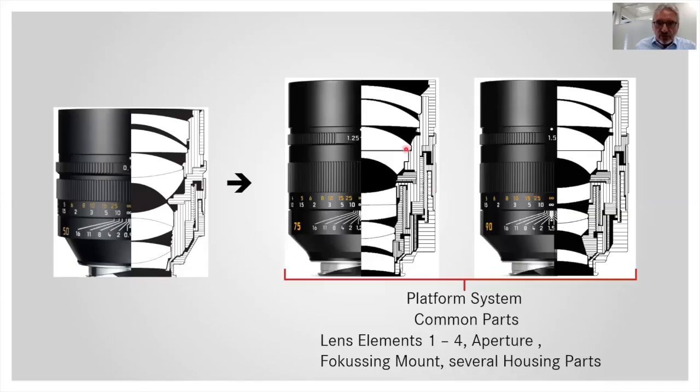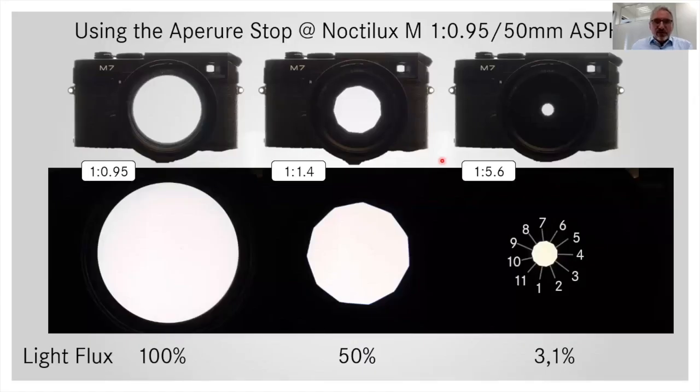So here the first group is similar in both the 90 and the 75. And again, I would like to highlight what you are doing when you stop down. When you have 0.95 as the maximum aperture you can use, you have 100% light flux. If you stop down to 1.4, you only use 50% of the light flux the lens is able to transport. And if you stop down, in this case, down to 5.6, only 3% of the performance of the lens will be used, to make it clear.